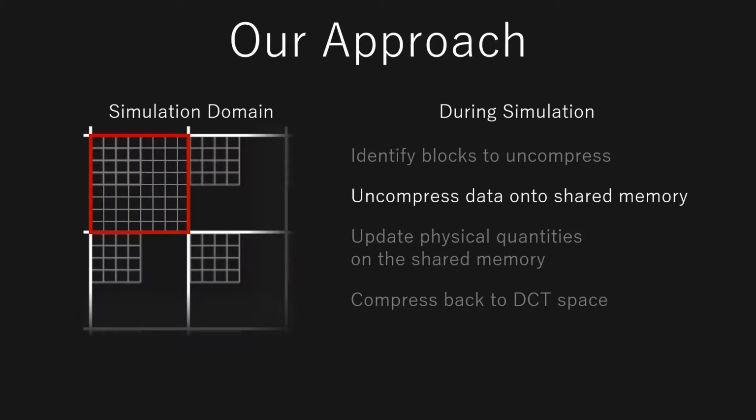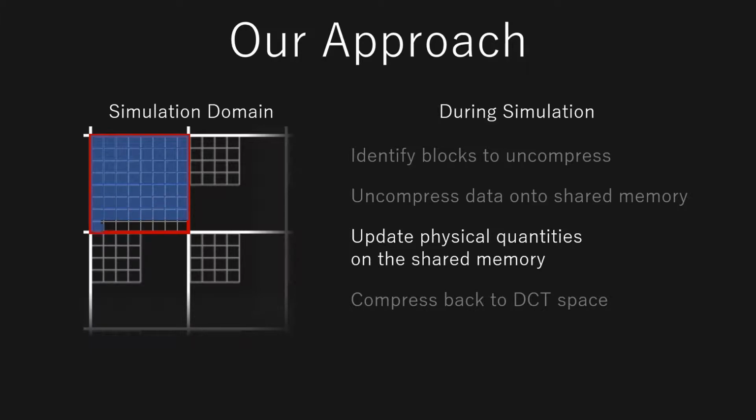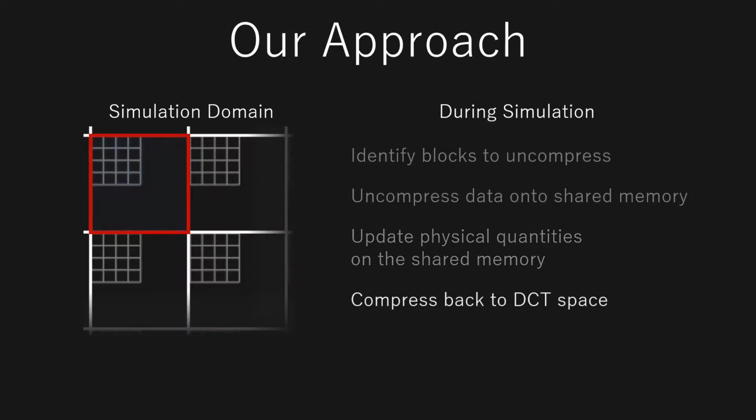We uncompress data in each block onto shared memory. Using data on shared memory, physical quantities are updated as a regular smoke simulation. This includes velocity advection and pressure solver calculations. After updating, these data are compressed back to DCT space.